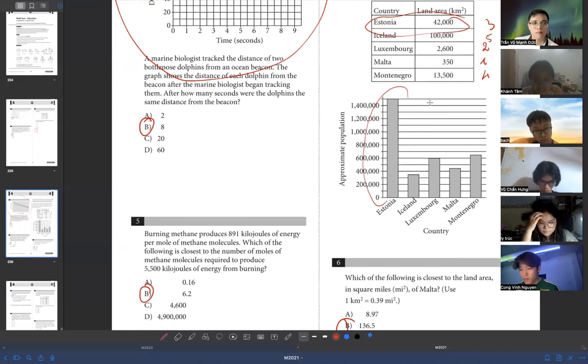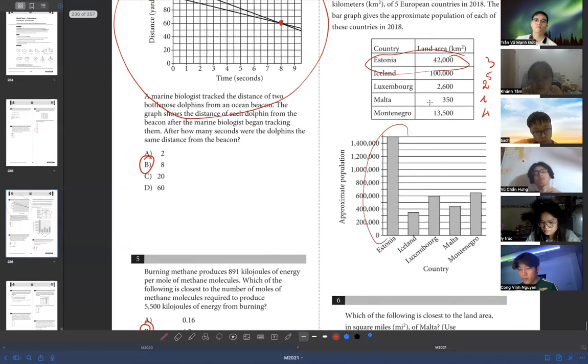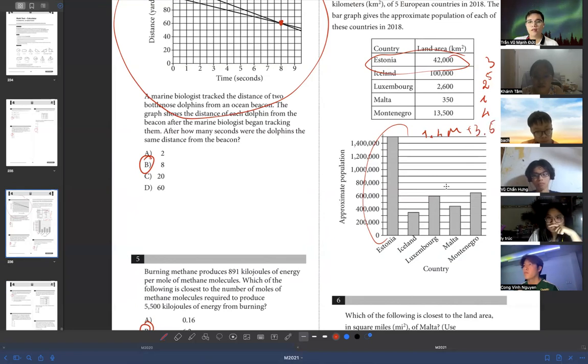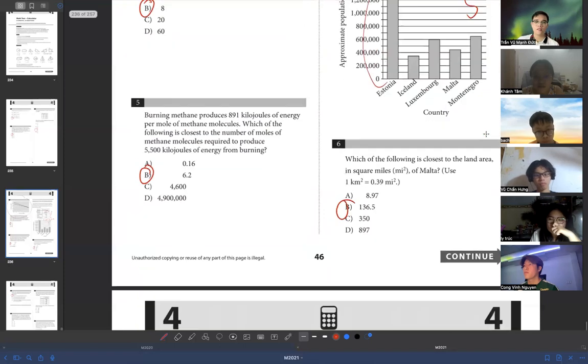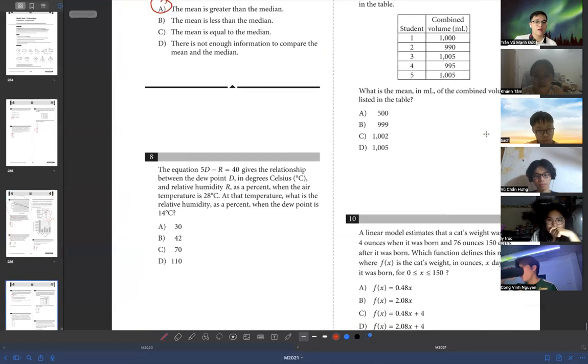One sec, let me calculate. Just tell me how do you find the mean? I sum all the populations and divide by 5. Yeah, this one, right? 1.4 million plus 3.5 million. You get the idea, and then just divide by 5 and you get A. Okay. 8. 8A. 8 is A. That's it.